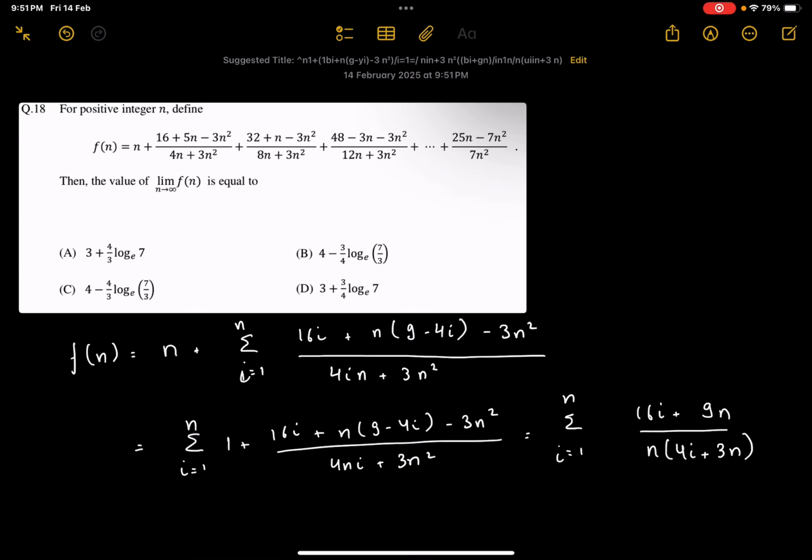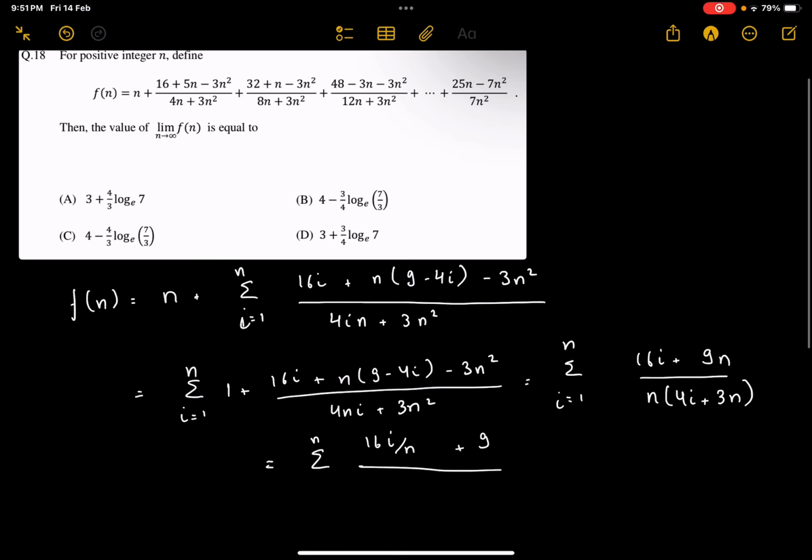So this becomes 16 i by n plus 9 upon 4i by n plus 3, into 1 by n. So this is f(n).